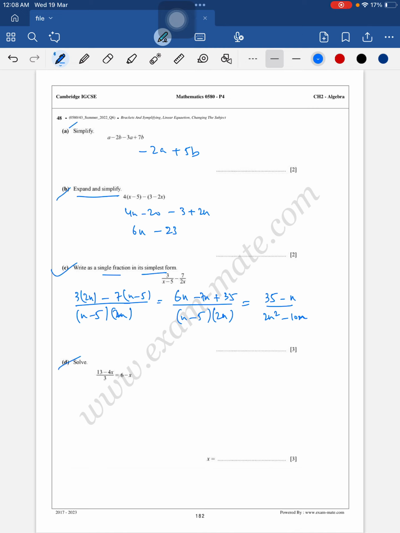3 parts done. Part D. 13 minus 4x upon 3 is equal to 6 minus x, solve. So 13 minus 4x, 3 multiplied with this, 3 into 6 is 18 minus 3 into x is 3x. 13, 18 comes over here, it will be minus 18. 4x goes over there, it will be plus 4x. 13 minus 18 is minus 5. 4x minus 3x is x. So x is equal to minus 5.